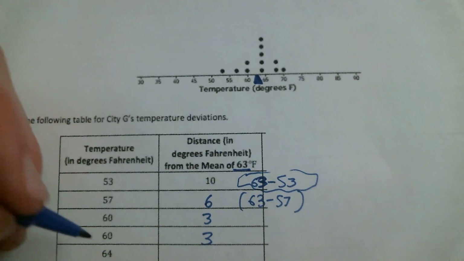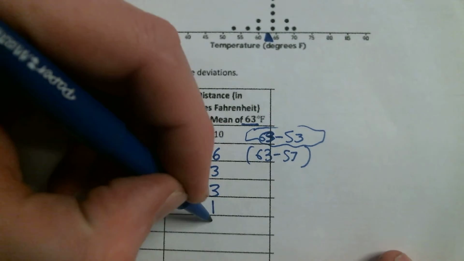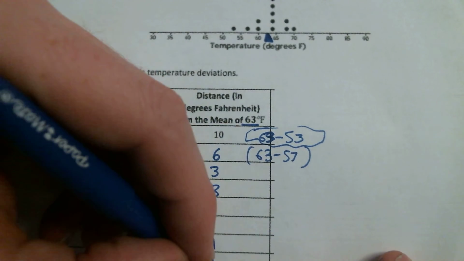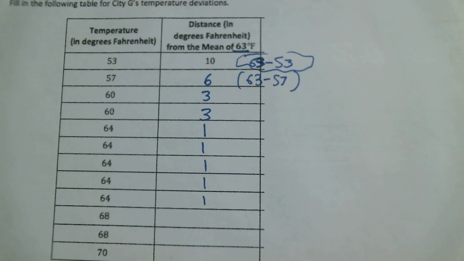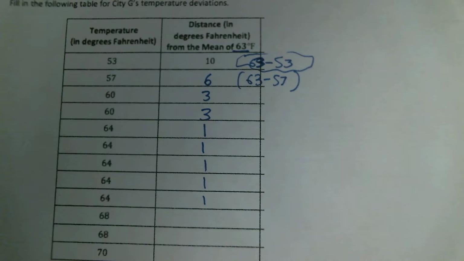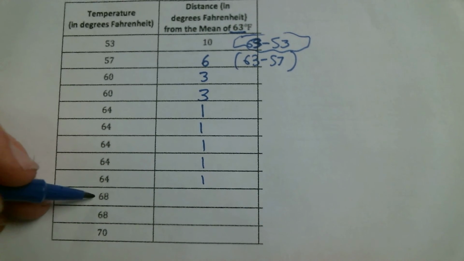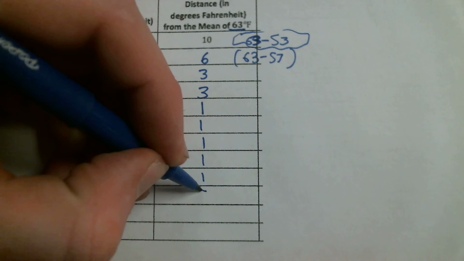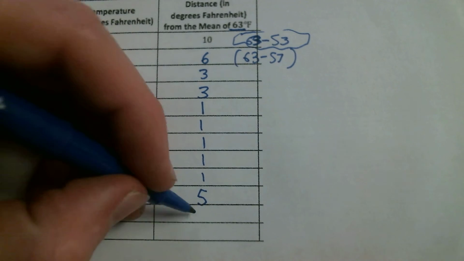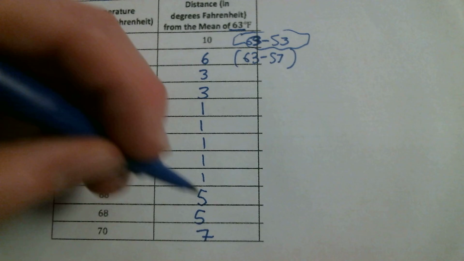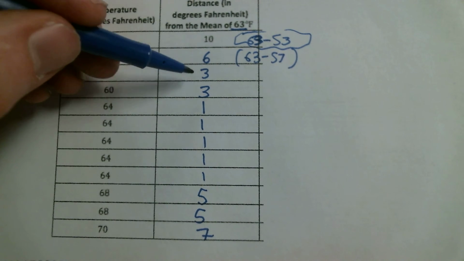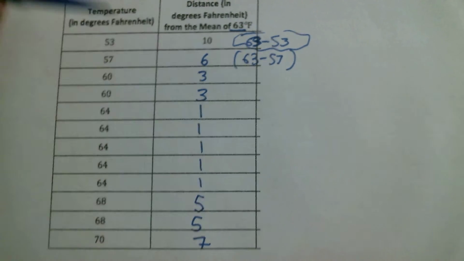We're going to keep going here. This one is 1 away. This one's 1 away. There's a lot of 64s. Those are only 1 degree away from the mean of 63. They're only 1 away. So that means 64 minus 63 is only 1. So let's keep going here. So 68, how far away is that from 63? Obviously 5 degrees, 5 degrees again, and then 7 degrees. So this is how far away each point is from the mean.